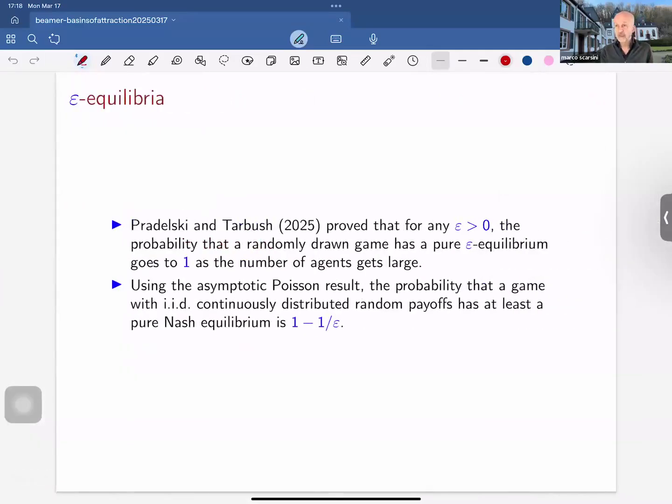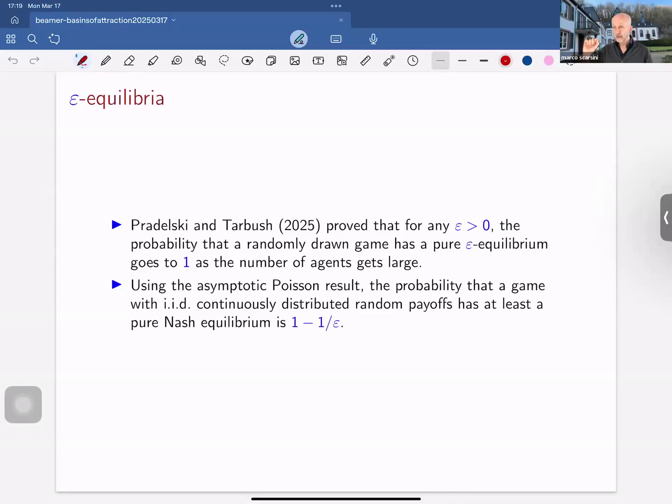Another example of fragility is due to Berry and Bassil-Tarbush, who proved that if instead of looking at pure Nash equilibria, you look at pure epsilon equilibria, then for any possible epsilon, the probability that a game has at least one pure equilibrium goes to 1. If the Poisson convergence were true, it would go to 1 minus 1 over epsilon, because the probability of having 0 equilibria is 1 over epsilon in the Poisson distribution. Therefore, again, the result is fragile.